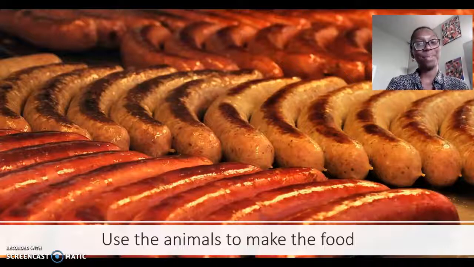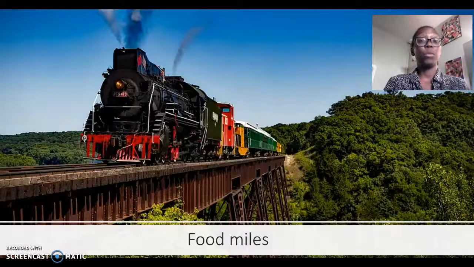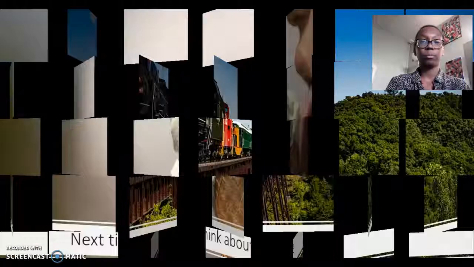Sounds interesting. But there's one more point that I want you to consider. What we call in environmental nutrition food miles. The distance that our food travels can negatively impact our environment, as carbon emissions used in both railway transportation, whether it's air or sea, can cause greenhouse gas emissions.